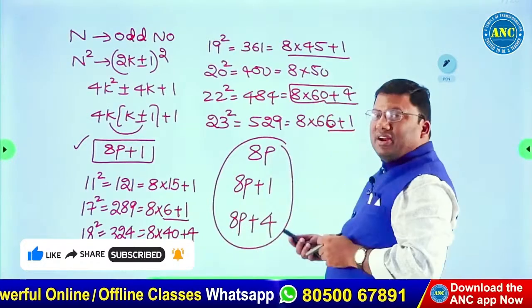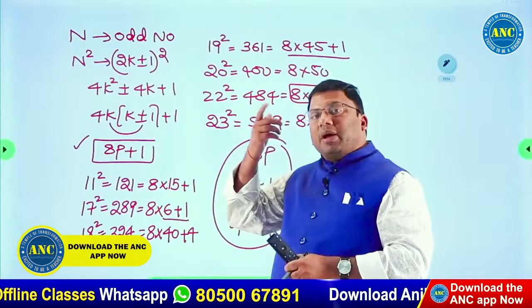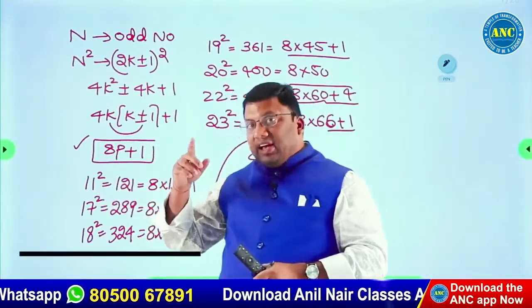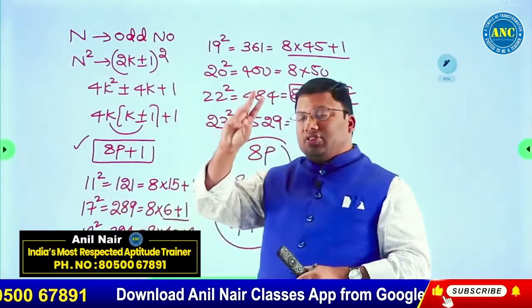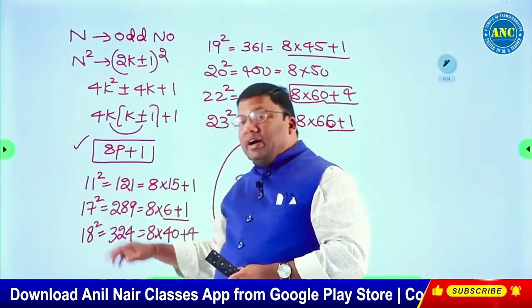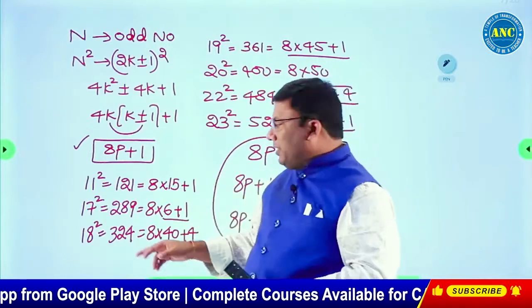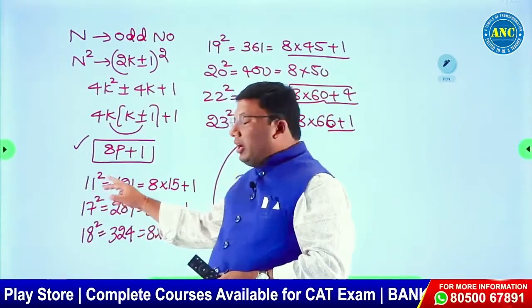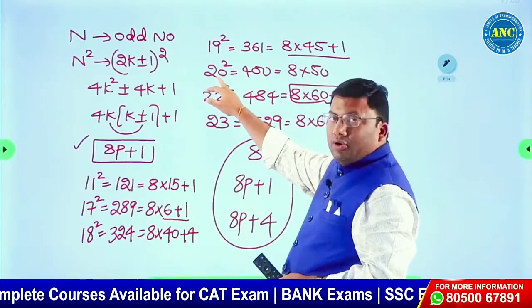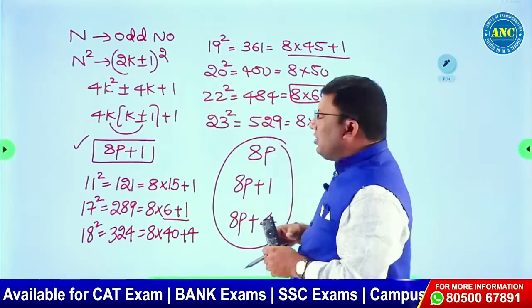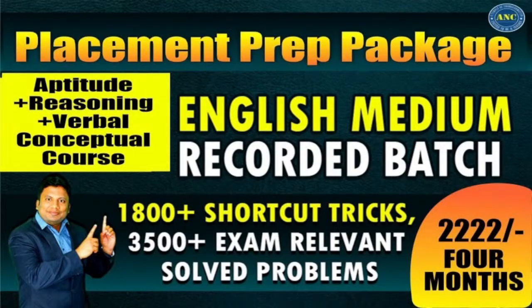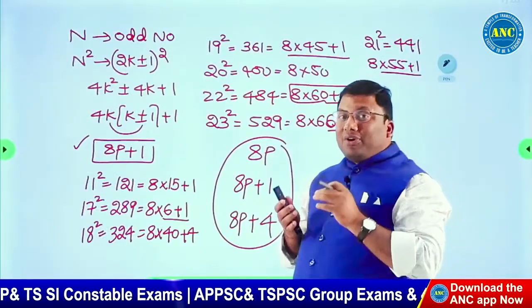Sir, why did you take all these examples? Listen carefully. 8 ones are 8, remainder 3. I took remainder 3, remainder 1, remainder 2. 18 is 8 twos are 16 plus 2. Remainder 2, remainder 1, remainder 3, remainder 4. Remainder 5, 21 square: 441, 8 into 55 plus 1. Remainder 6, 22 I took. Remainder 7. I hope you are all there with me.